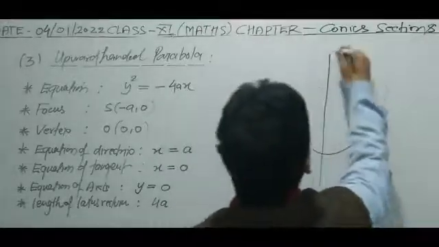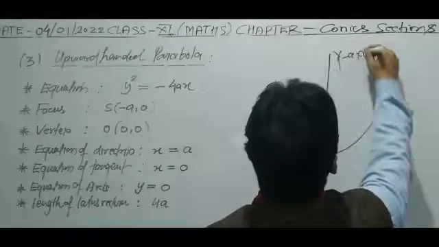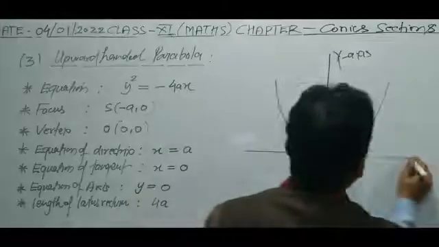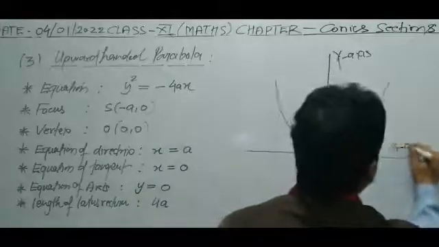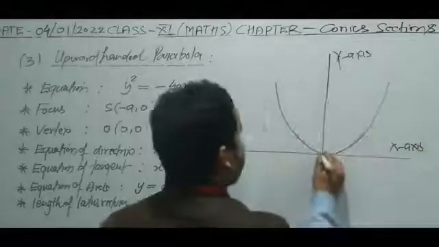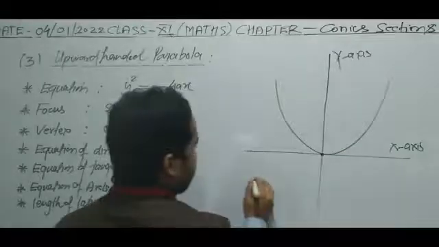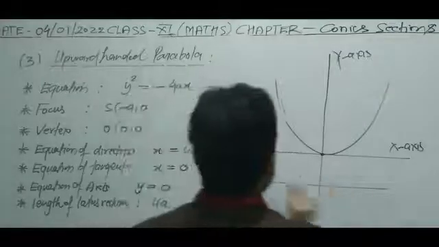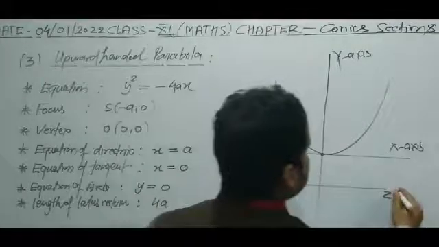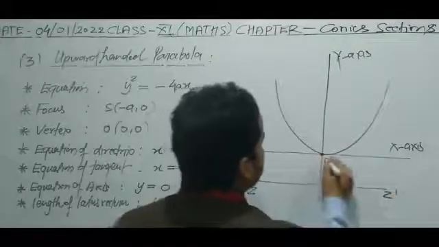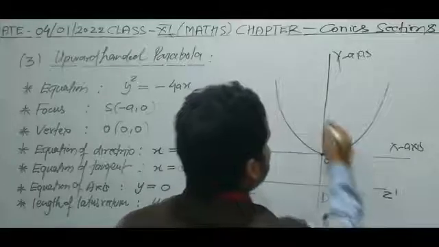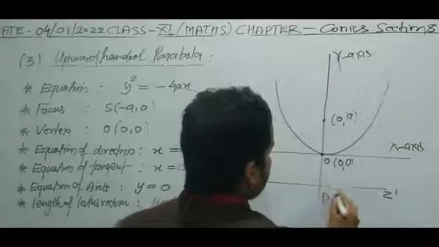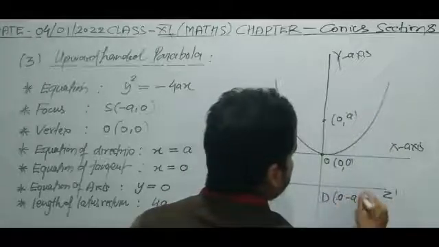you can see this is the y axis, this is the x axis, this is the tangent also, and this is the directrix. This is Z dash and this is D. This is O having coordinate 0 comma 0, this focus is 0 comma a, and this coordinate is 0 comma minus a.